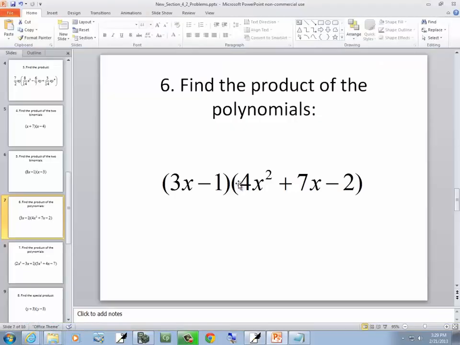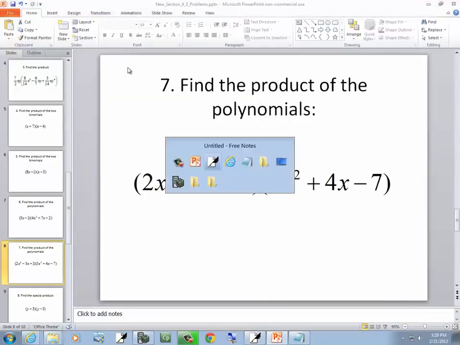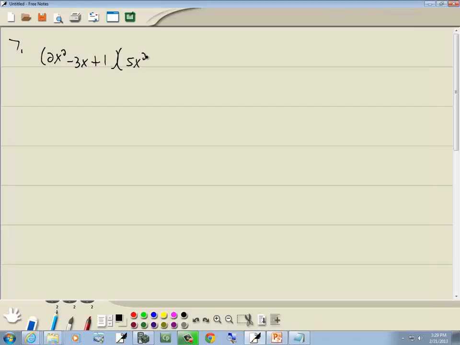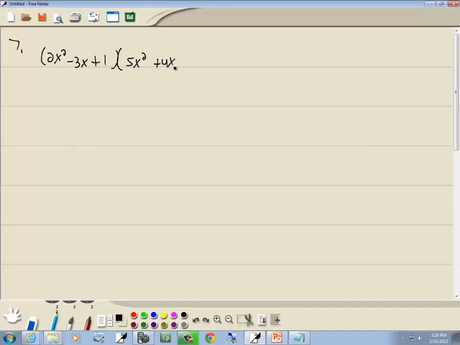Let's take a look at our next problem. We have 2x squared minus 3x plus 1 times 5x squared plus 4x minus 7. We've got 3 terms times 3 terms.